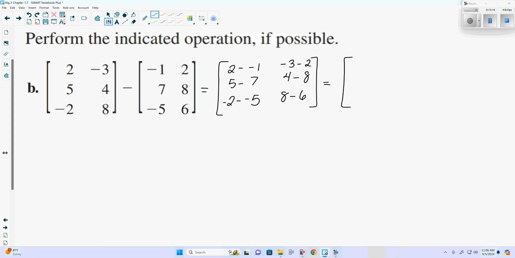2 minus negative 1. Well, the negative and negative make a plus, so it is 3. 5 minus 7 is negative 2. Negative 2 minus negative 5. The negatives make a plus, so we have negative 2 plus 5, which is 3. Negative 3 minus 2 is negative 5. 4 minus 8 would be negative 4, and 8 minus 6 is 2.